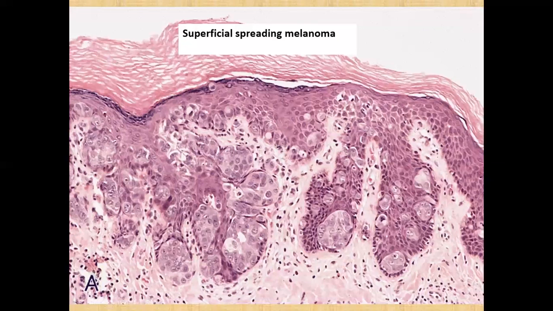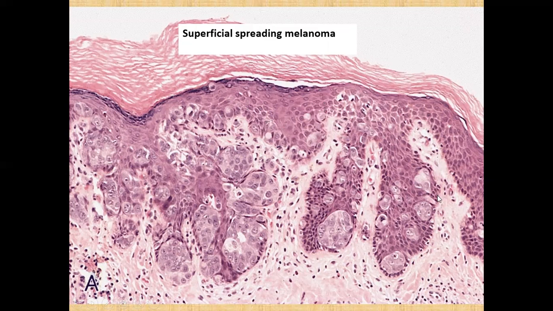Then another tumor which can be seen within the epidermis is the radial growth phase of superficial spreading melanoma. Superficial spreading melanoma will give a pagetoid look, in that these abnormal melanocytes will not be maintaining desmosomal connections and will be seen in groups or singly in the epidermis.